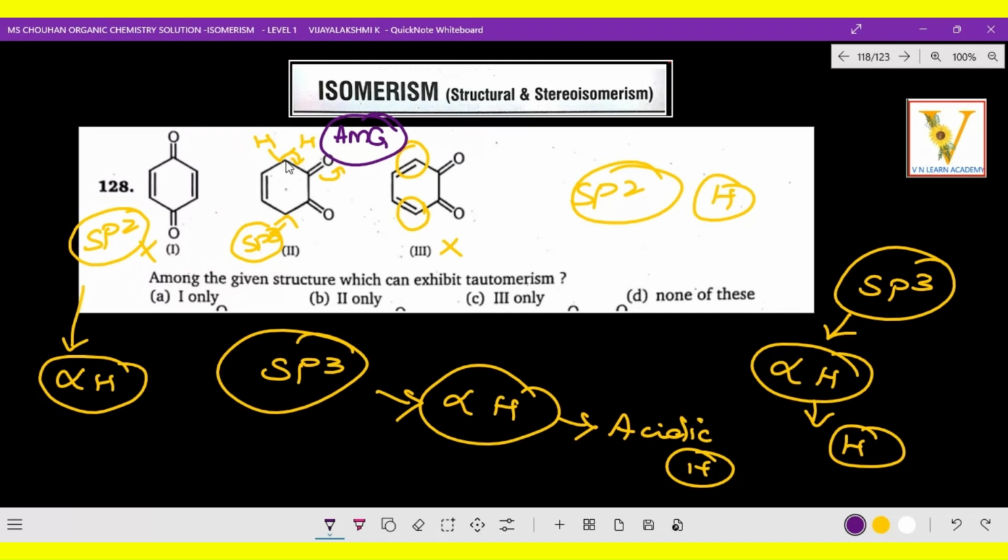Yes, this is also an active methylene group. This point, alpha hydrogen, one more thing. So all these points are applicable. And now we got the idea that an sp3 carbon having alpha hydrogen can provide acidic hydrogen. Hope you got the clarity.